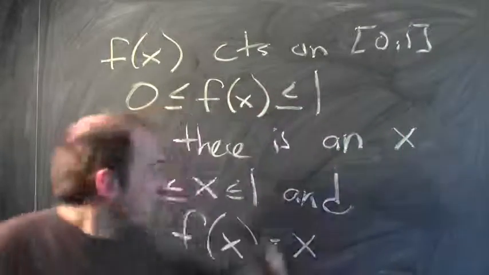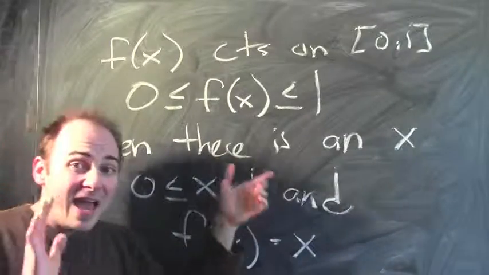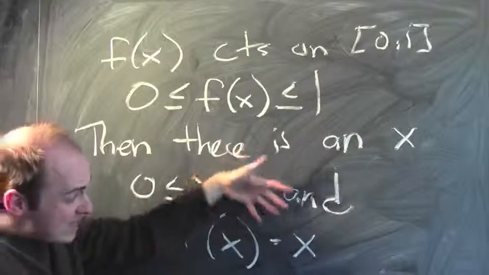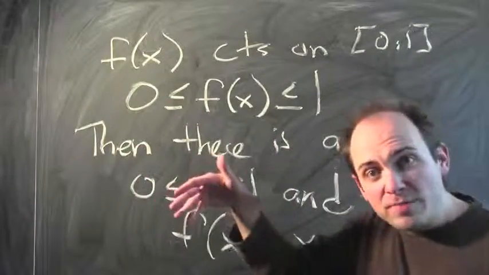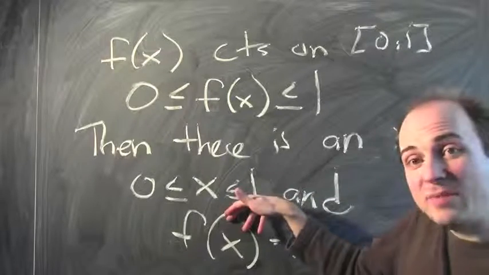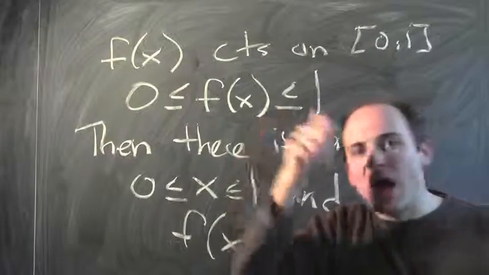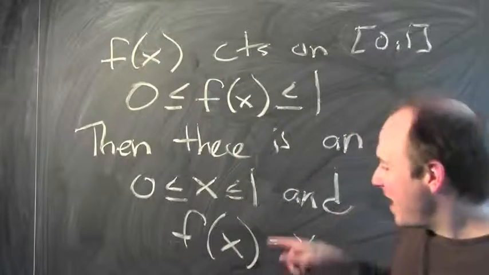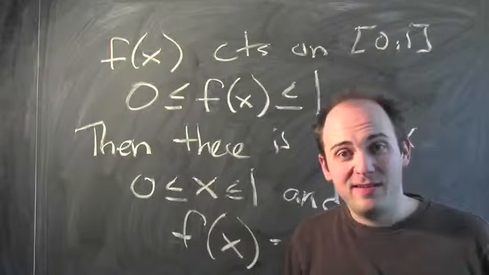What do you get out of this? Then there is a point x between 0 and 1 where f of x equals x. It's telling you that there exists an input so that if you apply f to that input value, you get the output, which is the same as the thing you plugged in. You call these things fixed points. So you imagine that f is moving around the points between 0 and 1, and you're finding a point x which doesn't move, a fixed point.